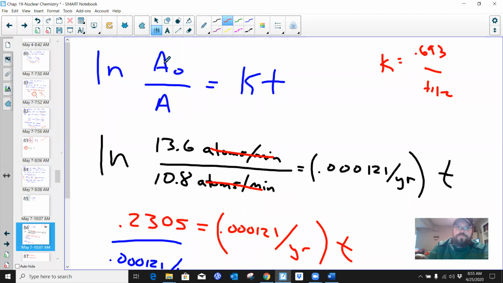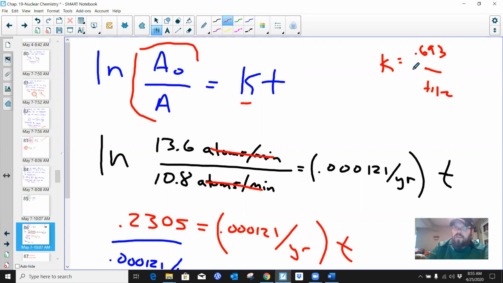All right, so we're using this equation, and what do we have to plug in? The activity units that were given to you from this scenario: the activity for time 0 is 13.6 atoms per minute. The activity for time t is 10.8 atoms per minute. We have to calculate our rate constant.